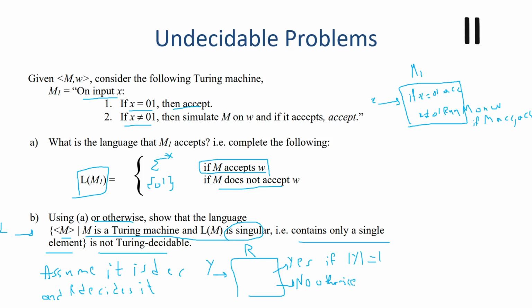Why? Well, just look at M1, the way we constructed it. What would happen if we run R on M1? Imagine you constructed all these machines and you simply run R on M1. If R accepts, what does that mean? It means the language of M1 is singular. But when is it singular? Go back to part A. It's singular if M does not accept W, right? Because for everything other than 0, 1, you're running M on W. So if the language turned out to be singular, that must mean M does not accept W.